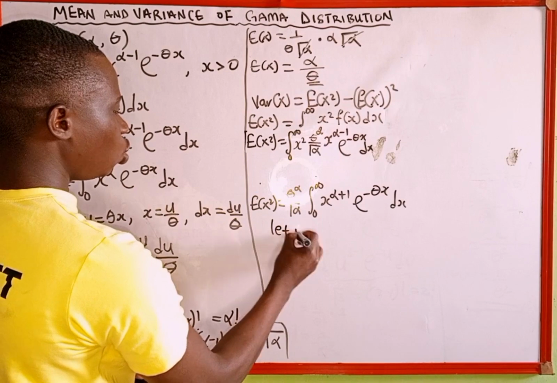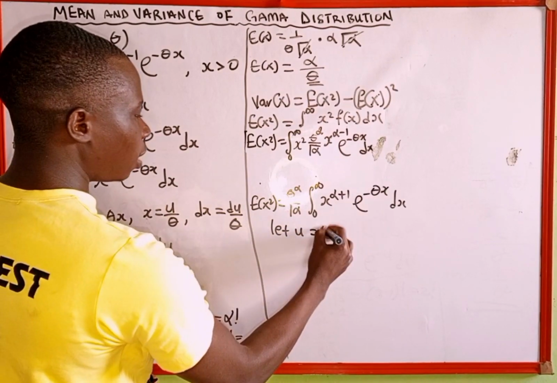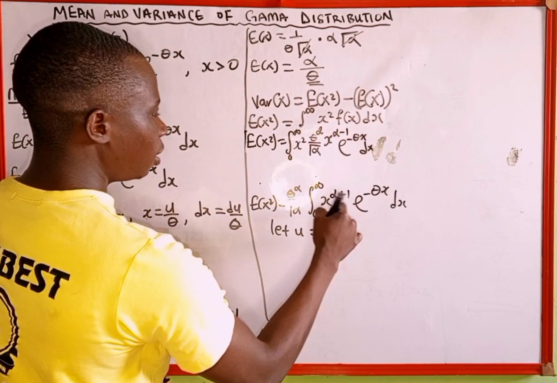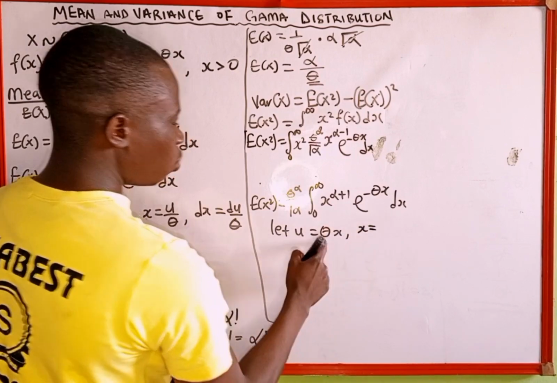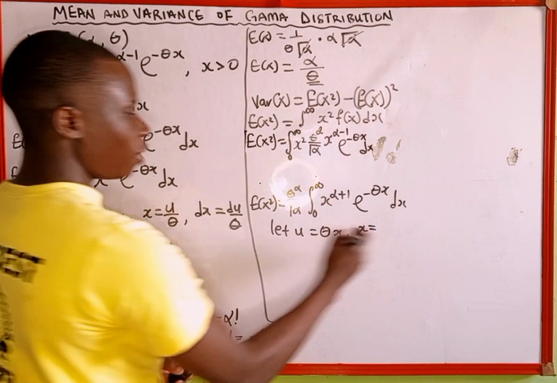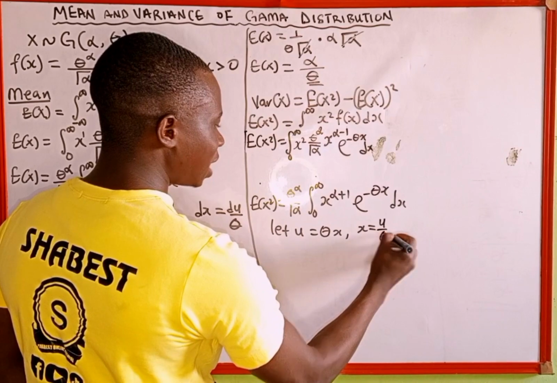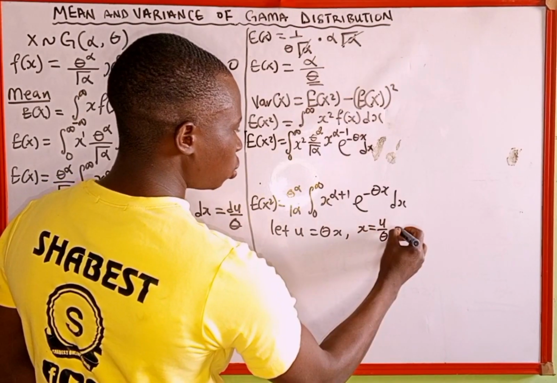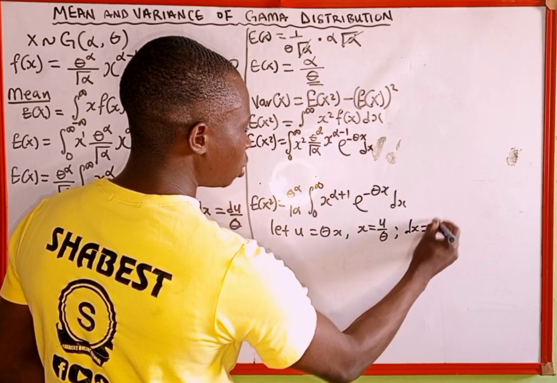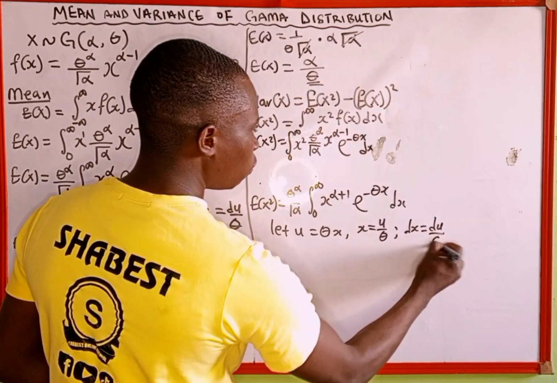Now we let u be equal to this power, theta x. Then x now will be equal to what? When we make x the subject of the formula, it is going to be u over theta. Then we differentiate this. It's going to be dx, which is equal to du all over theta.